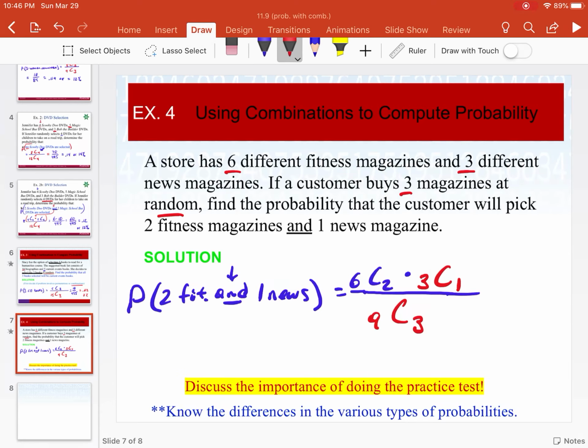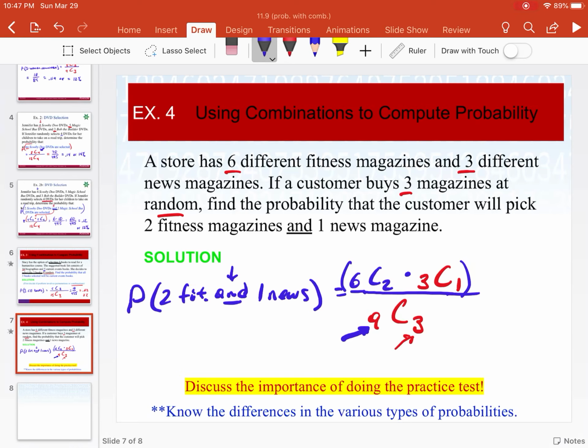And if you'll notice that the 6, whoa, that's interesting. I don't know what that is, some kind of mist or fog. Notice that the 6 plus 3 adds up to what? 9. Yep. And the 2 plus 1, what does that add up to? 3. So we're using all the magazines at our disposal, but we just broke them up differently. Okay? So I would encourage you to use parentheses in the top and go ahead and calculate that.